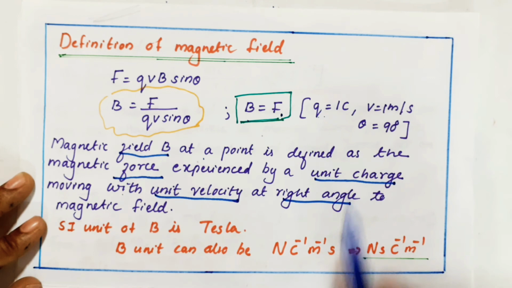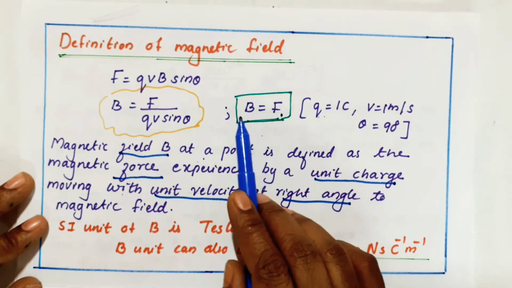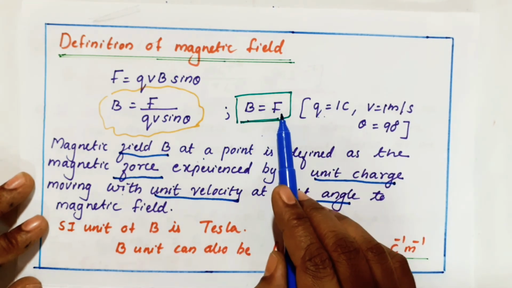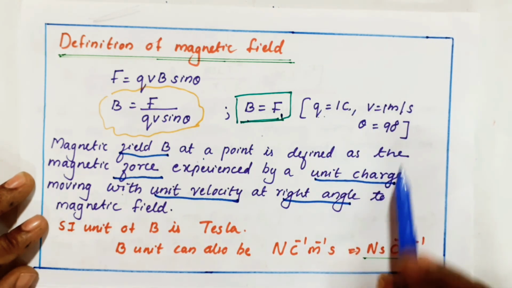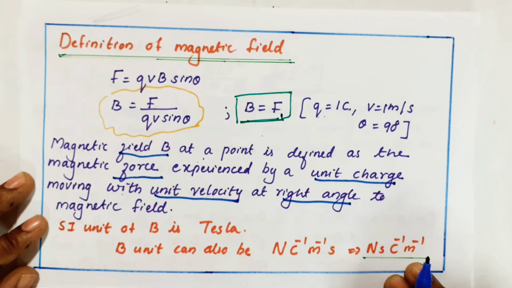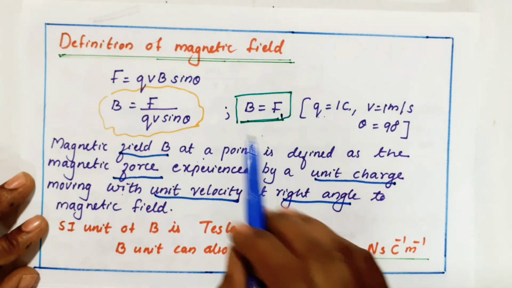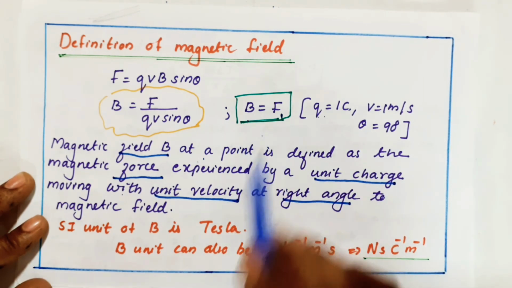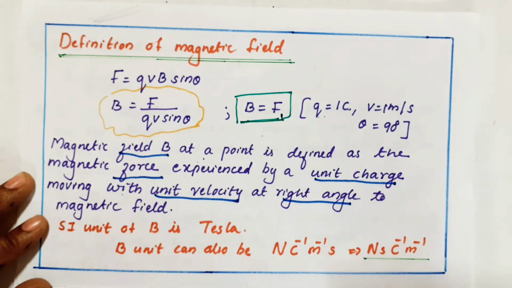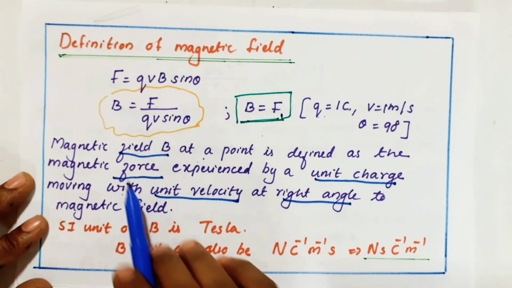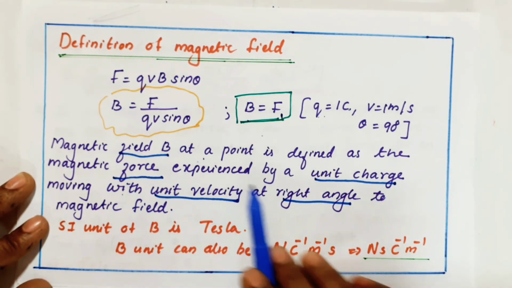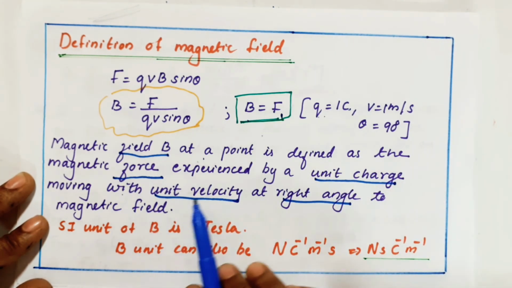So what are the three conditions I told. Magnetic field should be equal to magnetic force when a unit charge is moving with a unit velocity in a direction perpendicular, or right angle, to the magnetic field. Clear? So in that case your magnetic field and magnetic force are equal. In this way also you can write the definition of magnetic field. Magnetic field at a point is defined as the magnetic force experienced by a unit charge moving with a unit velocity at right angle to the magnetic field.